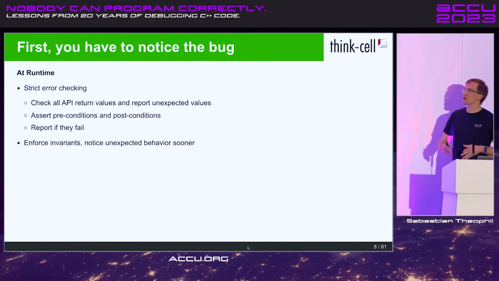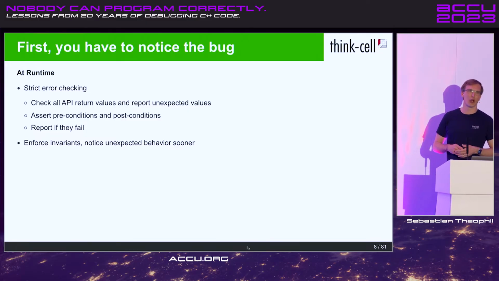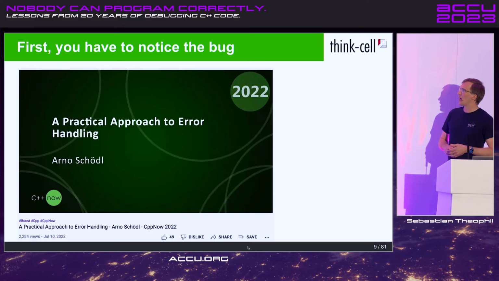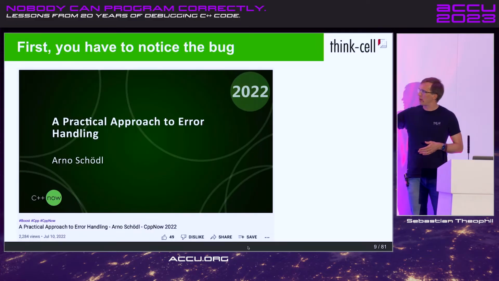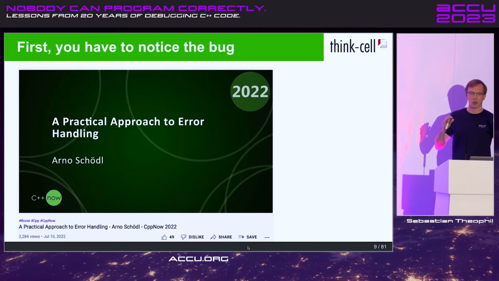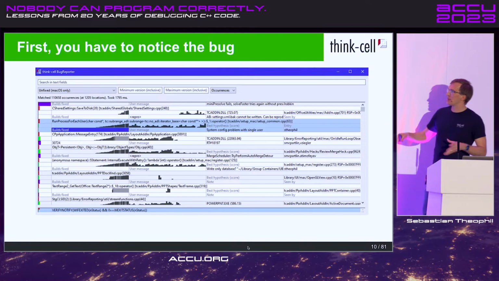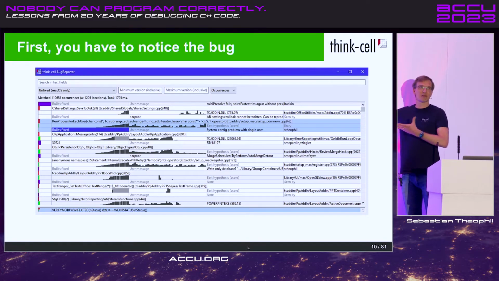So what we are trying to do is to keep our software on that track of correct behavior, of the intended behavior. And whenever it goes off that path, then we want to know. There was an entire talk by my boss, Arno, at CppNow about this approach to error handling in a bit more detail. And what this ends up as is this thing.